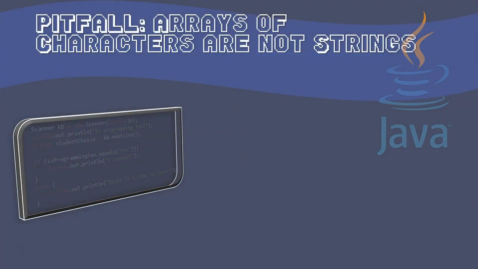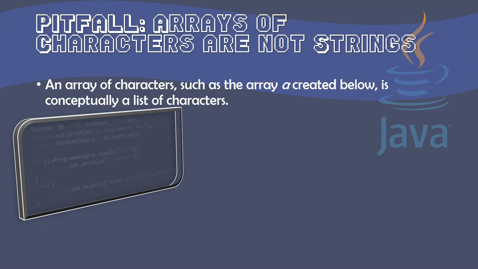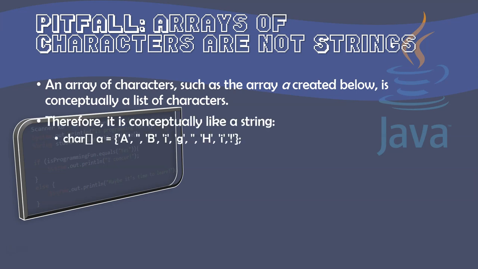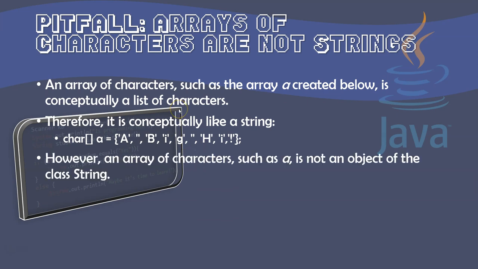As we examine this viewpoint, an array of characters, such as the array A we're creating below, is conceptually a list of characters. Therefore, we could almost argue that it's conceptually like a string. If I say char A equals A, B, I, G, H, I, so it's saying A, big, high, and we do also have a space in here too. It looks like this could be a string. However, an array of characters, such as A, is not the object of the class String. And that's a very important distinction.